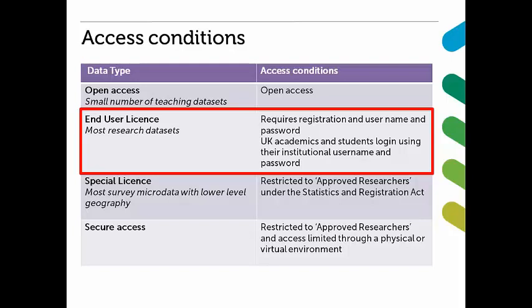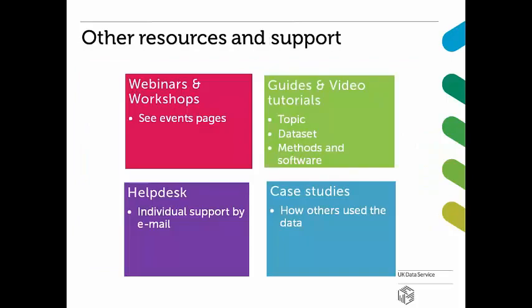So this data is good enough for most research, but if you do need lower levels of geography or sometimes more detailed variables that are not available on the end user license version of the data, sometimes there are other versions, a special license or secure access data. If they are available and you do need those variables specifically, then you need to apply for them. However, these data sets are harder to obtain because they're more potentially disclosive, and there's more information about this on our website.